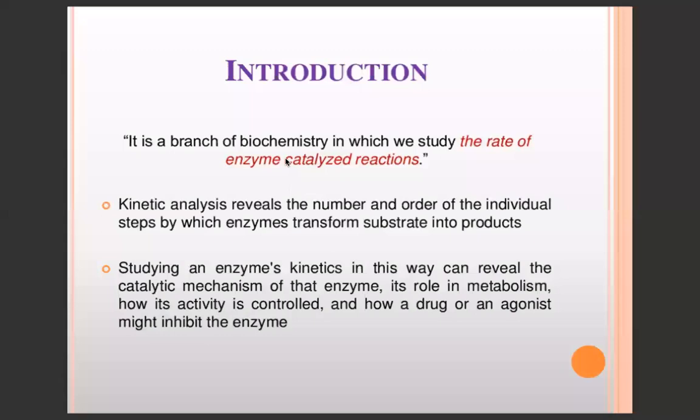For example, when you add A plus B, it will give AB. If you add enzyme to the A plus B reaction, it will not change AB to CD or ED. It will just speed up the reaction.